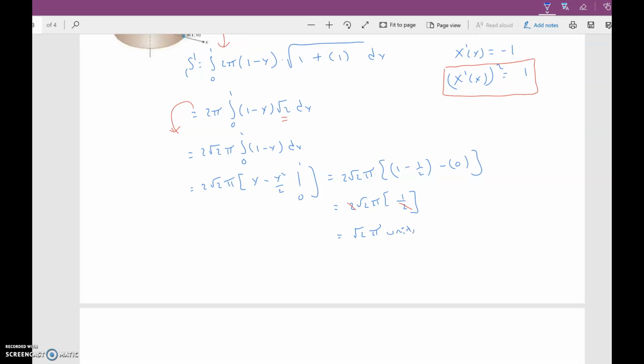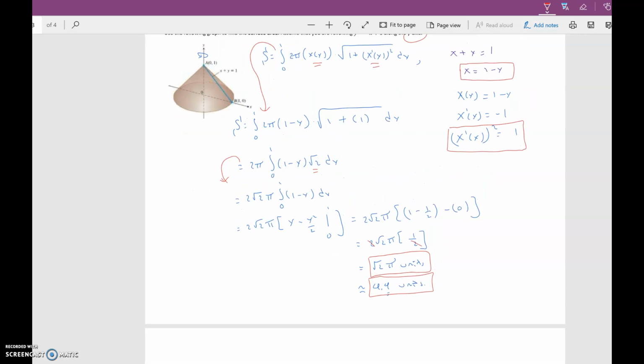I'll just write it as units, and let me evaluate that to get a decimal approximation. So square root of 2 pi, I'm getting approximately 4.4. So 4.4 rounding to 1 decimal, units. That would be the surface area of this actual shape.